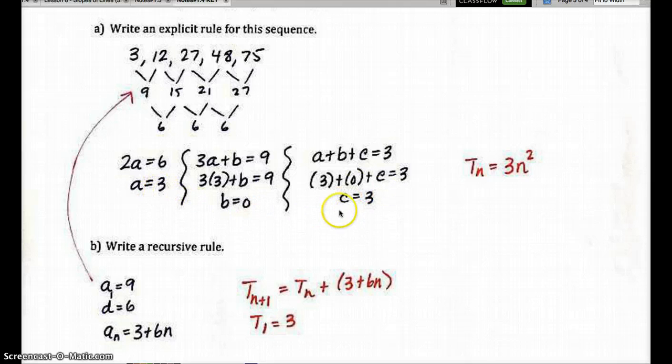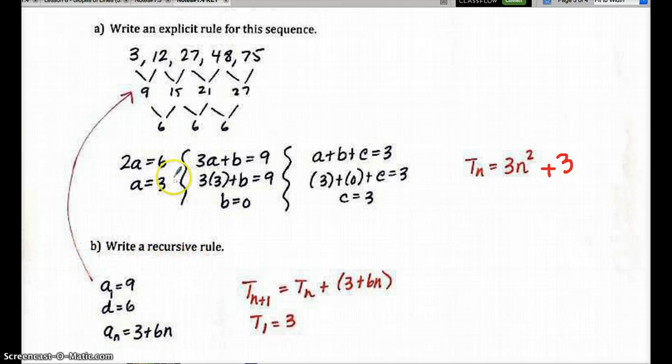Therefore, when we plug it into our relationship, we get 3n squared plus 0n, and then this should have a plus 3 right here. So 3n squared plus 0n, or just leave that out, and then plus 3 is your constant.